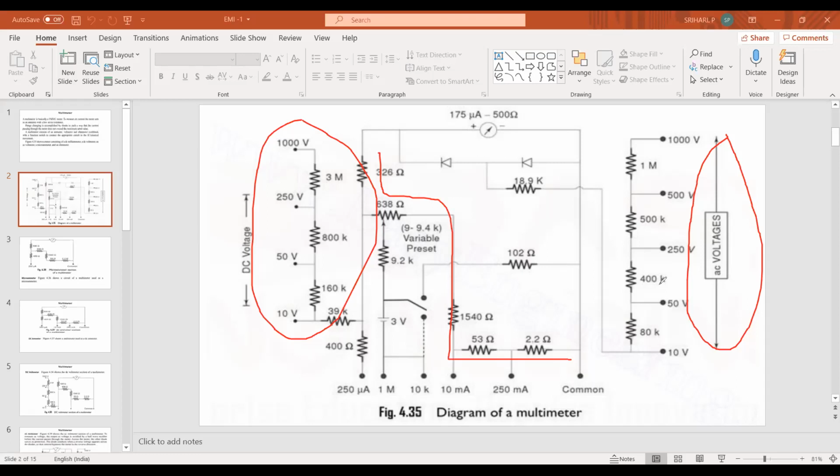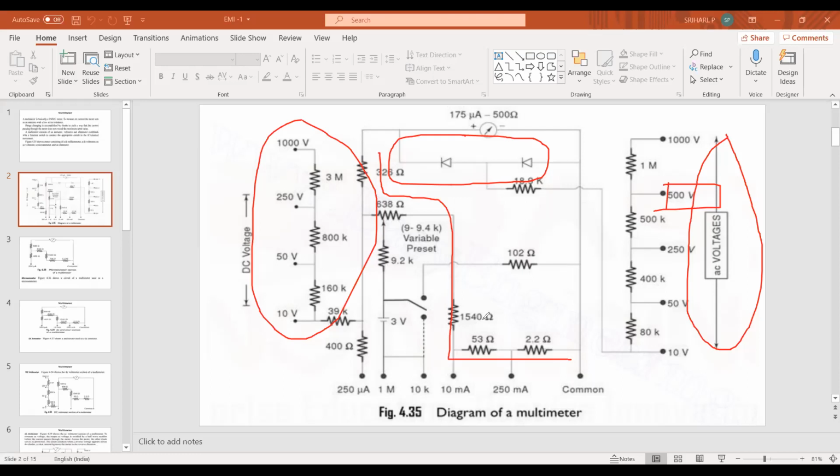The resistors we are using here are 80k, 400k, 500k, 1M. The range for this voltage is again 10, 50, 250, 500, and 1000. Here 5 ranges are there, whereas here 4 ranges are there. Across this part I'm using two diodes. What is the function of these two diodes? Normally, they are used for rectification, for AC voltage measurement.